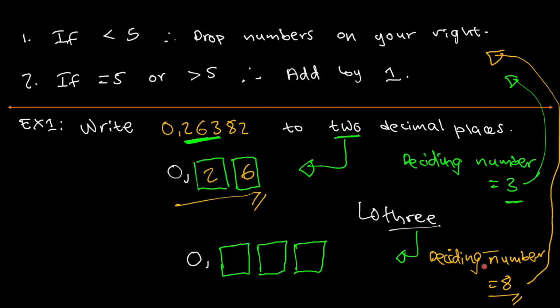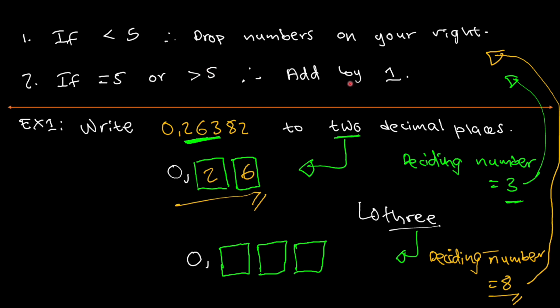Now, is number 8 less than 5? It does not meet that condition. Then we move on to the next condition. The next condition says, is my deciding number equal to 5? No, it's not equal to 5. Is it greater than 5? Yes, so it's greater than 5.